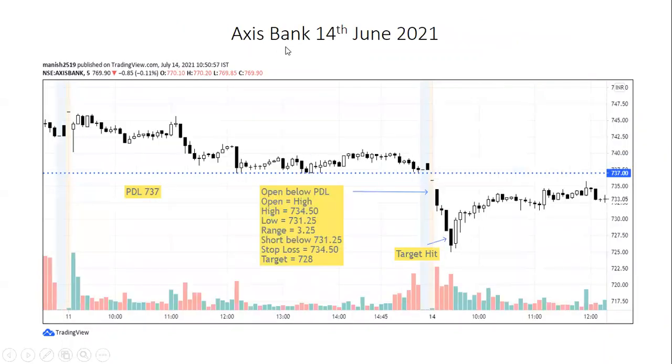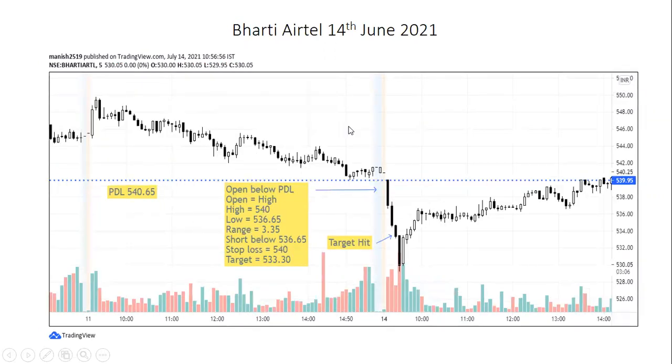Okay, Axis Bank, same pattern you can see. A gap, after gap down, open equal to high formation. Take short trade below first candle low, first candle high stop loss. Target range of first candle. In third candle, you are getting target. So this was very quick trade. Range was very small, only 3.25 was the range. So some trades will be very quick. Within 10 to 15 minutes, you will get the target.